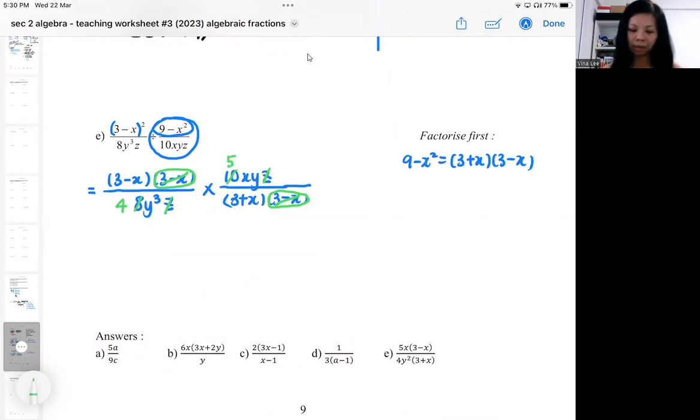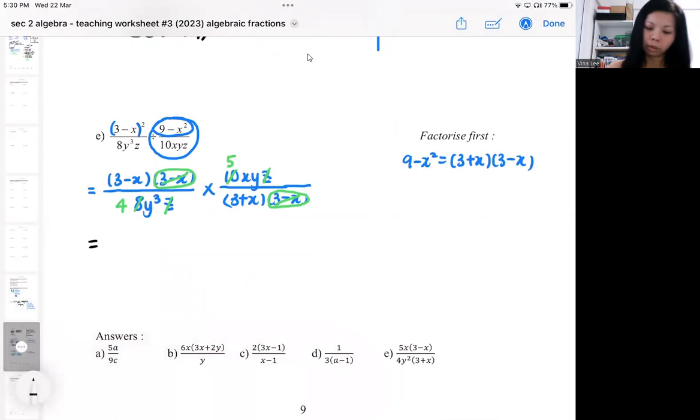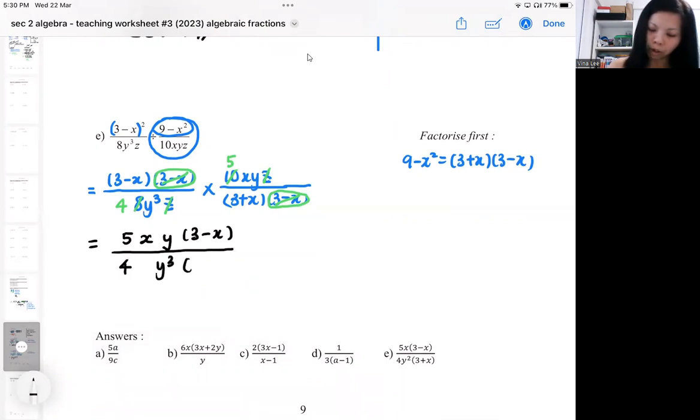Okay, if it gets a bit messy already, stop your cancellation. Do a top times top. Focus on the top. So you get a 5x, y, and a bracket. For the bottom, you get a 4, you get a y cube, you get a bracket.